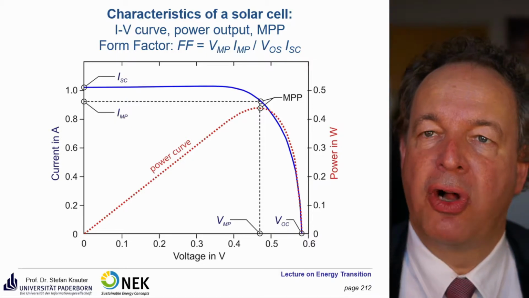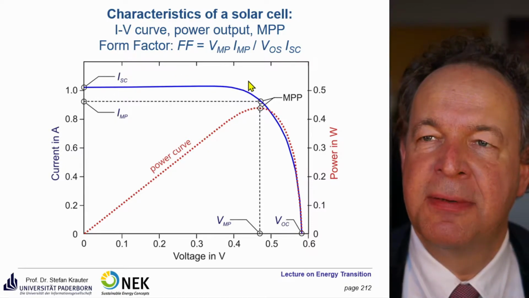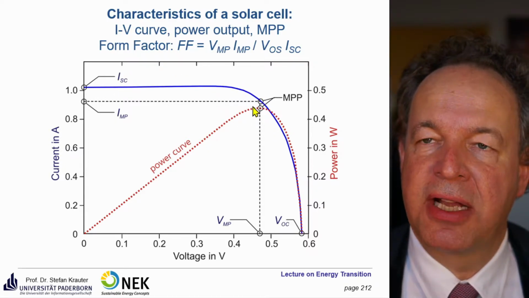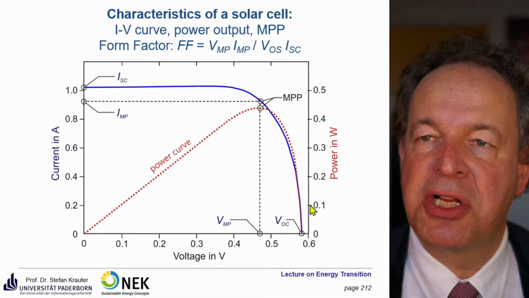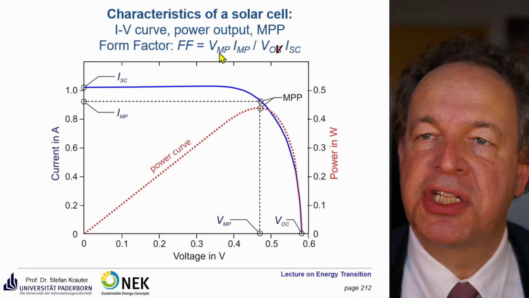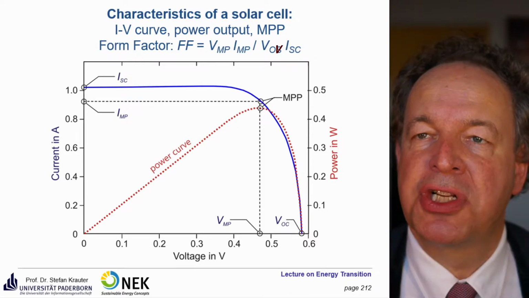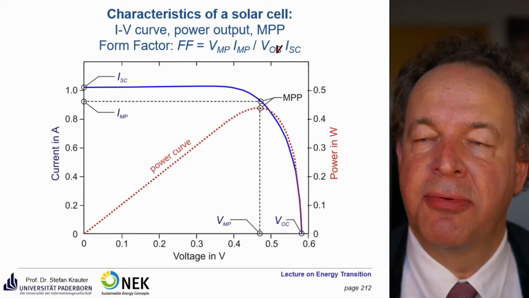There's also a thing called the form factor, FF. This describes the softness of that characteristic. If it resembles a rectangle very much, then the form factor is close to 1, while if it's very soft, it decreases. It is the voltage at the maximum power point times the current at the maximum power point, divided by the open circuit voltage times the short circuit current.